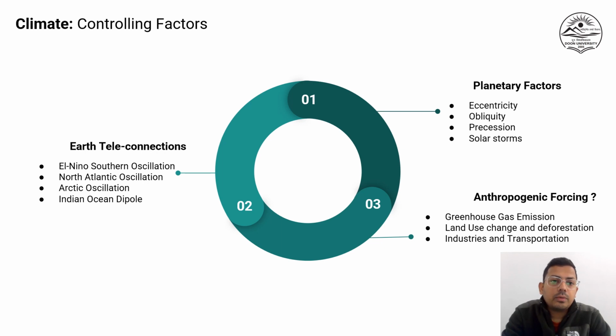Okay, now what are the controlling factors of climate? The first one is Earth teleconnection, the El Nino Southern Oscillation. It's a phenomenon which occurs in the Southern Pacific, affecting the climate, not the climate, part of the climatic cycle, between South America and Western Australia.